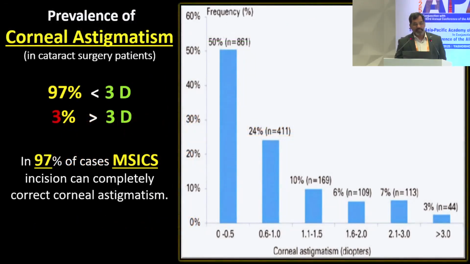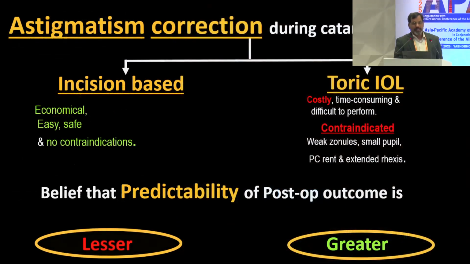If we see the prevalence of corneal astigmatism in cataract patients, 97% have less than 3 diopter, which can be totally corrected by MSICS incision, and for the 3% who have more than 3 diopter, we can reduce some astigmatism in these cases. So if we compare, we will see how we can correct the astigmatism.